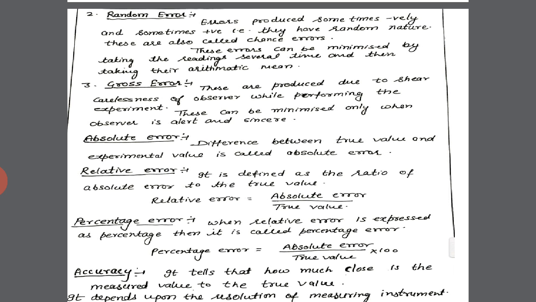Now we will move to the next topic, that is accuracy. It tells how close the measured value is to the true value. For example, if the value of g is 9.8 and the measured value is 9.75 or 9.9, then the more accurate value will be 9.75. It depends upon the resolution of the measuring instrument. Resolution is the smallest value that can be measured by the instrument.